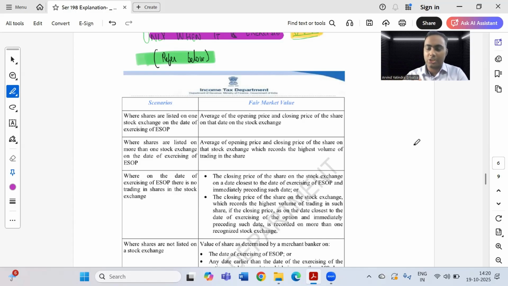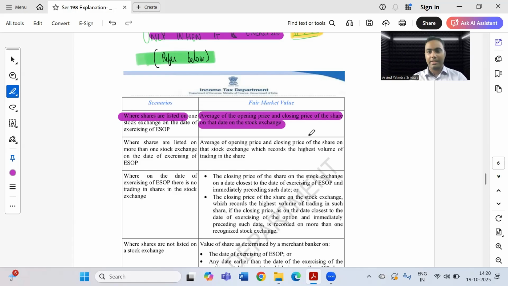That should be the amount included in your remuneration for comparing with the maximum threshold. I hope that is very, very clear, guys. Let's look at some scenarios. When the shares are listed on one stock exchange on the date of exercising ESOP, take the average of the opening and closing price of the share on that stock exchange.